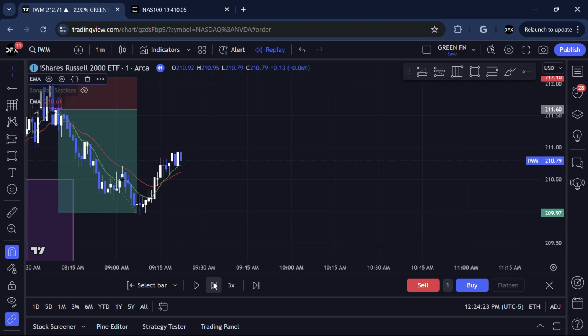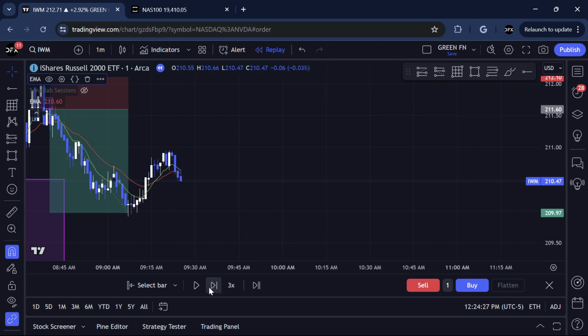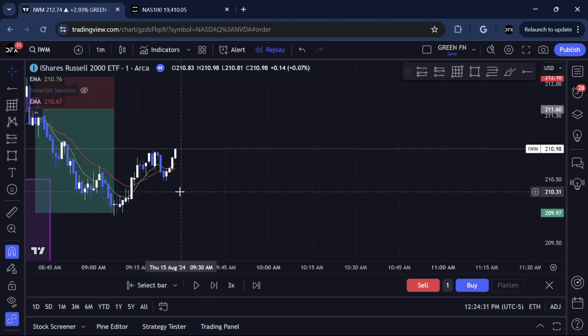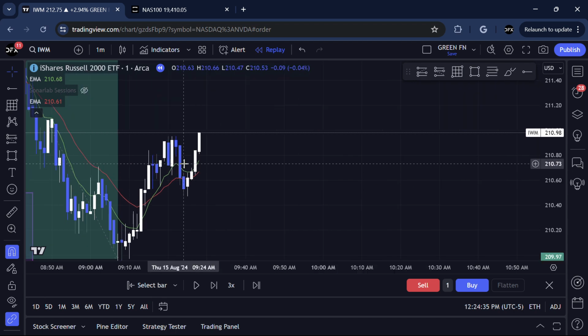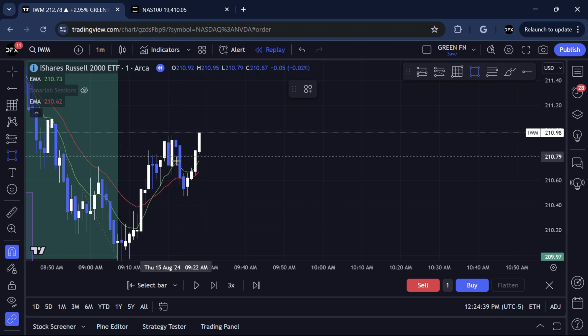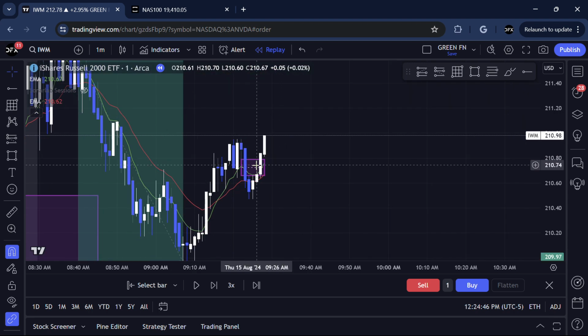So nothing there. Okay, so we have another imbalance that's created to the downside. Let's try to see if we can inverse that. Perfect. So now what we're going to try to see is, first off, we inversed this right here. By the way, I only took this trade to the downside.